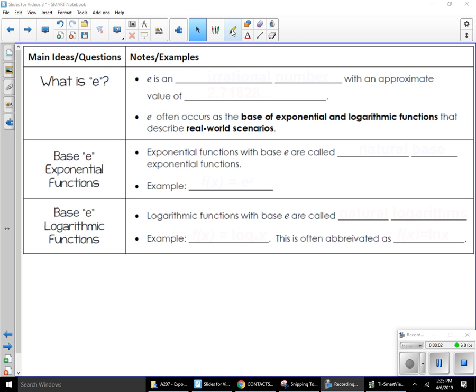Let's go back in time for a minute and talk about that number e again. Recall we used e as the base of a problem where our interest was compounding continuously, meaning always compounding, which would be nice if it were real. E is an irrational number, and irrational numbers have decimal expansions that go on forever, just like pi or root 2. The value of e is approximately 2.71828, although you could be more or less accurate depending on what your needs are.